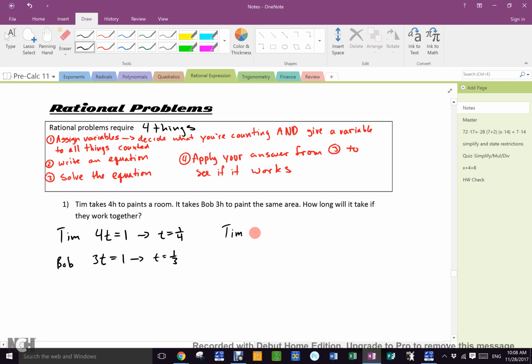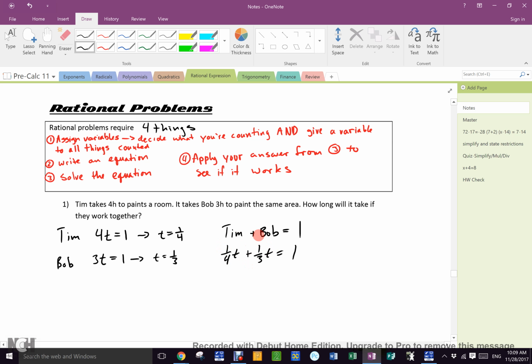Tim plus Bob will equal how many rooms painted? 1. Right? Because we're counting time. Well, what was Tim's time? 1/4 T, right? Because we don't know his time. What was Bob's time? 1/3 T will equal how many rooms painted? 1.